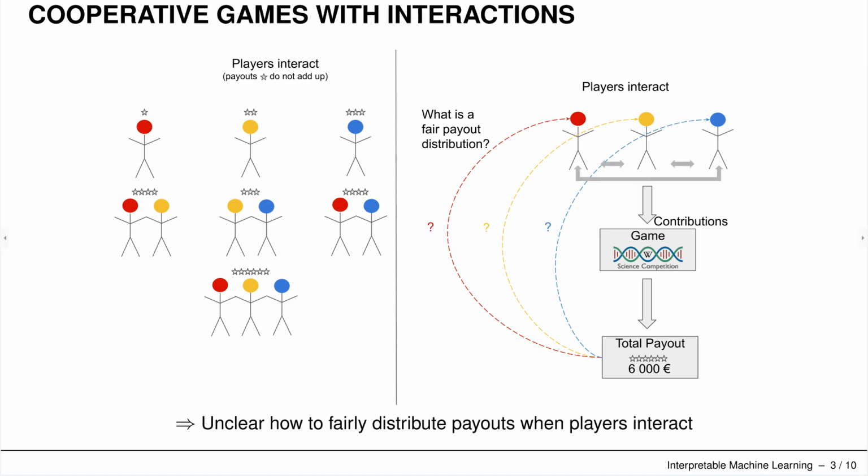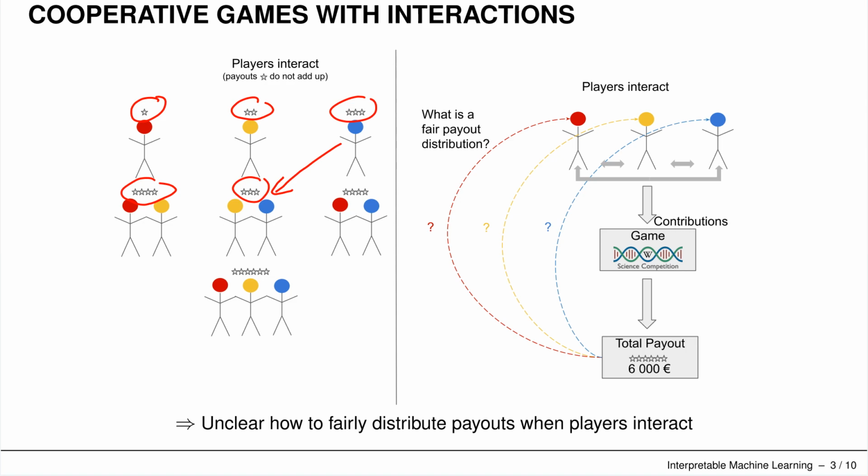But it gets more complicated with interactions. Interactions here means, for example, that you can't just add up. The payout of just the red one would be 1 star, so 1,000 euros, and of the yellow one would be 2. Adding up, this would be 3, but those 2 players together achieve a payout of 4. But on the other hand, if you go from only the blue to the blue and the yellow, it doesn't change anything to the payout. So the contribution of the yellow one here is 0.